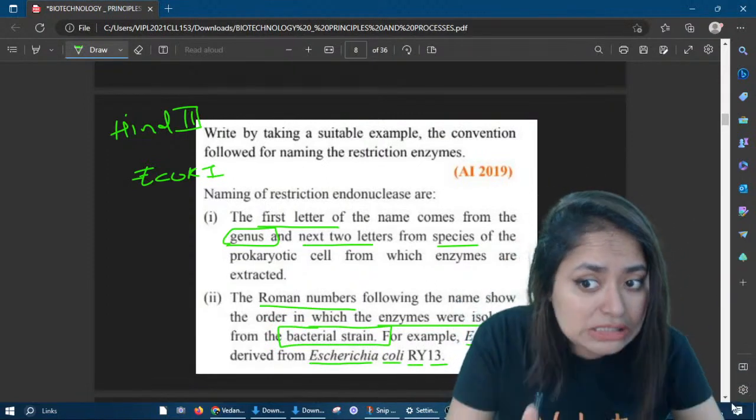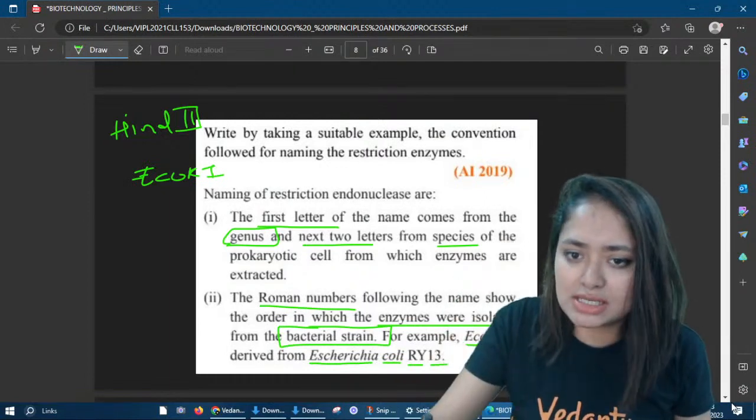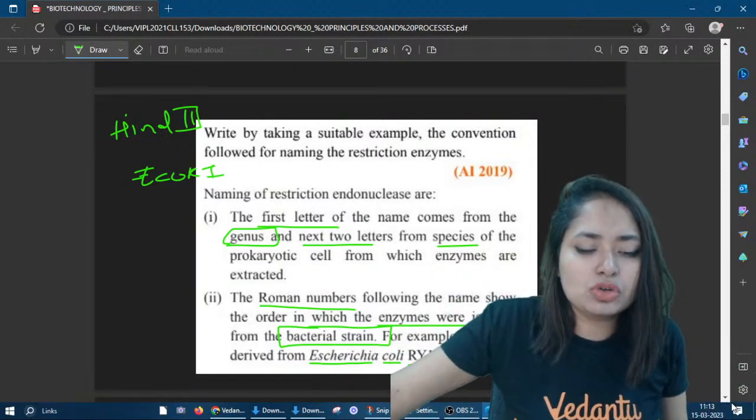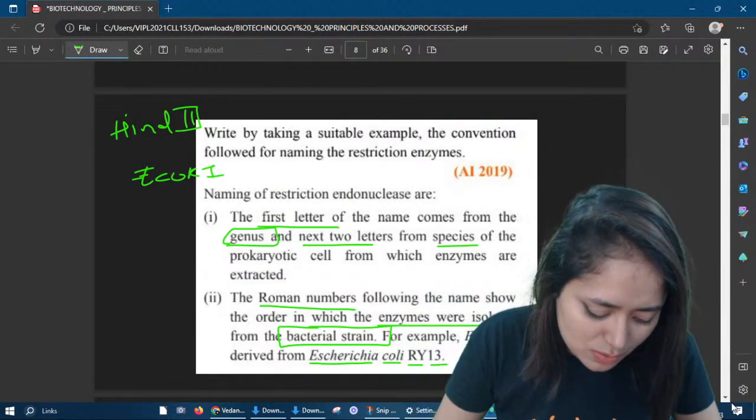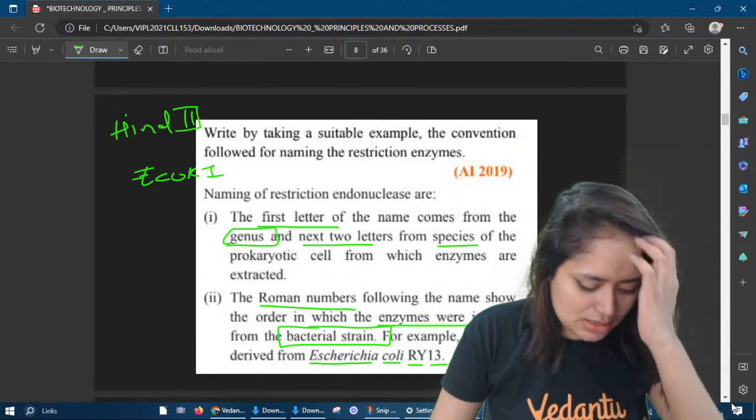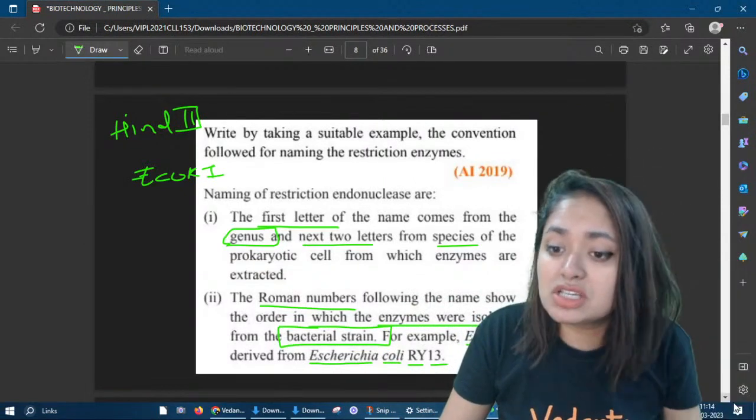I have already discussed this answer, therefore I am not discussing it again. I already told you, children, so don't write it again and again, but this is one of the popular questions. Let's go to the next question. Okay, yes, beautiful. So this is one popular question.